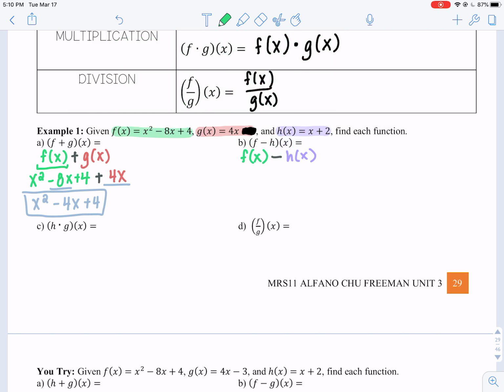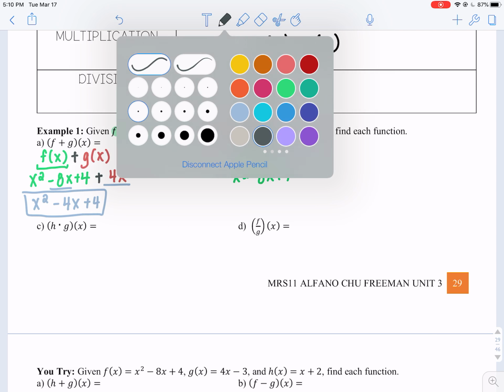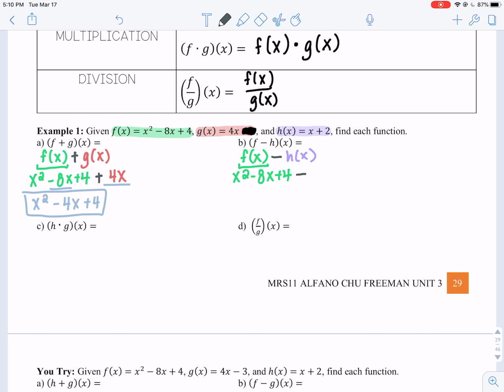Well, f of x is just what we had over there. It's given to us. This is x squared minus 8x plus 4. And then I am subtracting h of x. It's so important that we put h of x in parentheses because I am subtracting that entire piece, not just the x, okay? So the first thing I'm going to do is distribute.